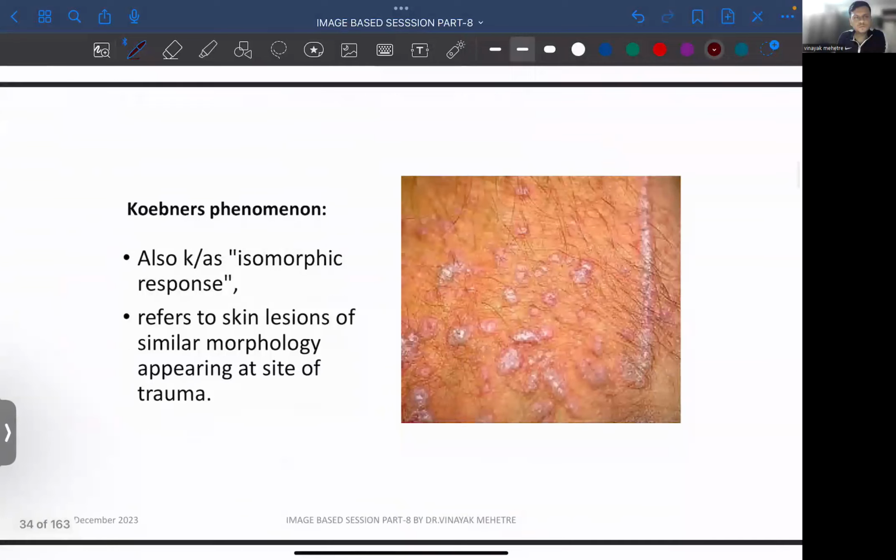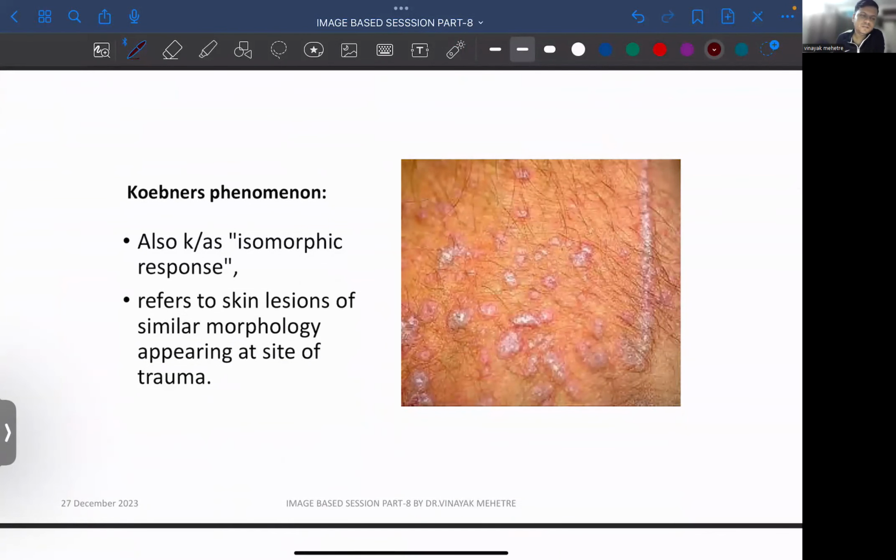Then we come to Koebner phenomenon. What is Koebner phenomenon? It is written in front of you, but try to answer by yourself. Nothing, just remember, a straight line is forming in the disease. A straight line forming on the skin is called Koebner phenomenon. Okay, this is Koebner phenomenon.